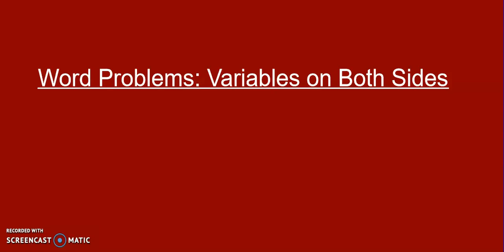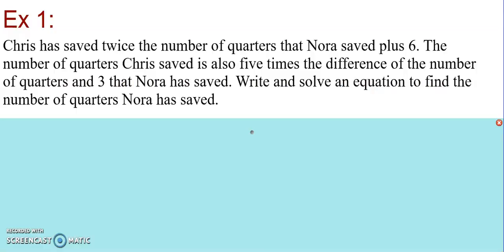Okay, so we are going to go ahead and start solving word problems, and these word problems all are going to involve variables on both sides. Example 1. Let's go ahead and read this word problem. Chris has saved twice the number of quarters that Nora saved plus 6. The number of quarters Chris saved is also 5 times the difference of the number of quarters and 3 that Nora has saved. Write and solve an equation to find the number of quarters Nora has saved.